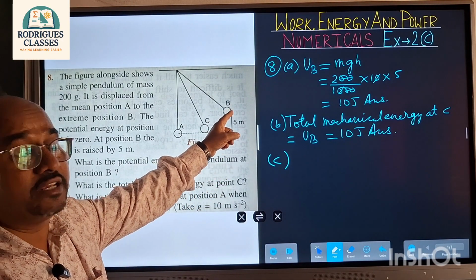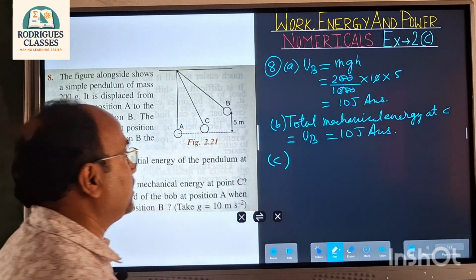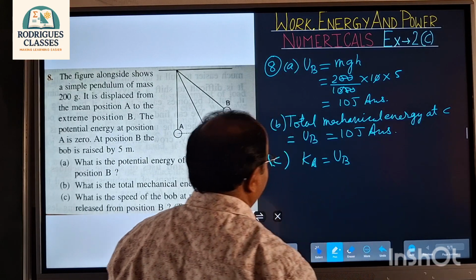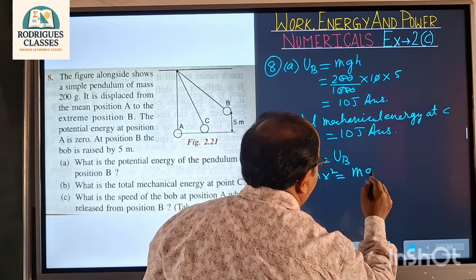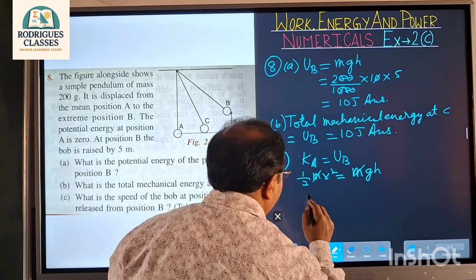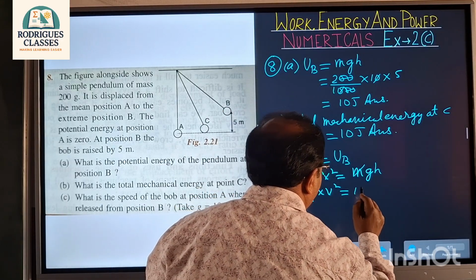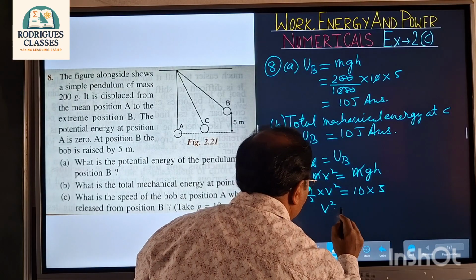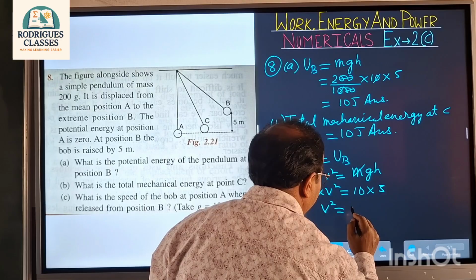So from where it is released here, it comes here. So whatever is the potential energy at B will become the kinetic energy at A. So I am writing kinetic energy at A is equal to potential energy at B. I write half mv square, the formula, and here mgh. M is cancelled, so I get here half into V square. V we have to find, g is 10 and the height is 5. So V square will be equal to 2 multiplied by 5 as 10, and another 10 is already there.